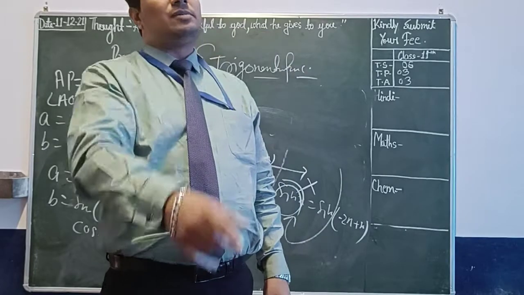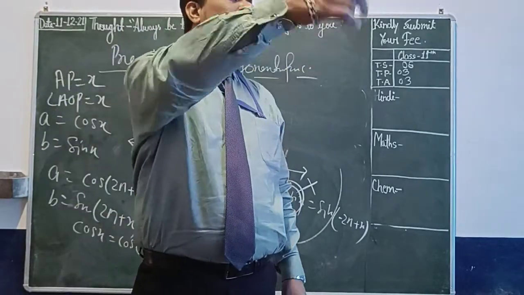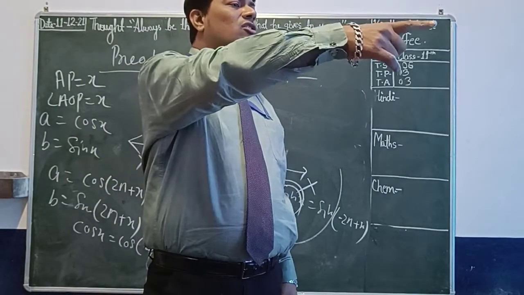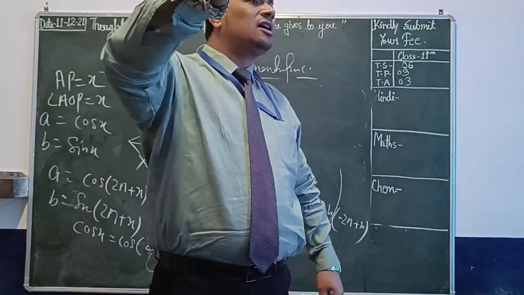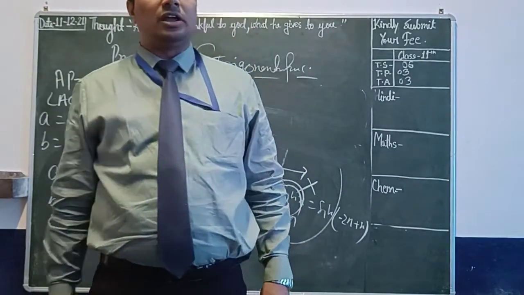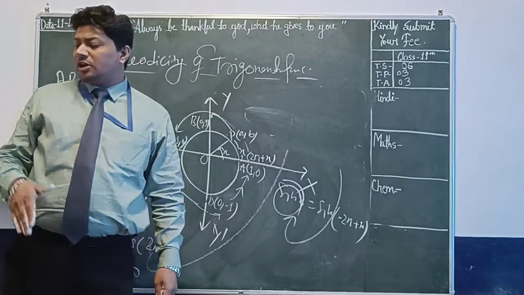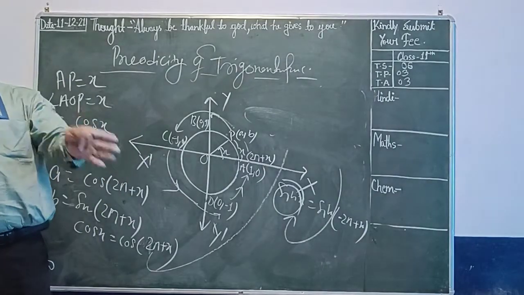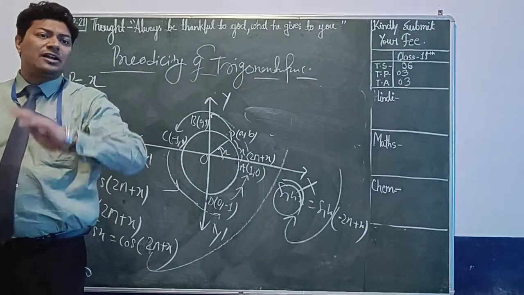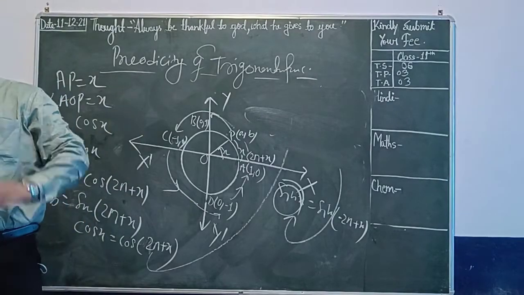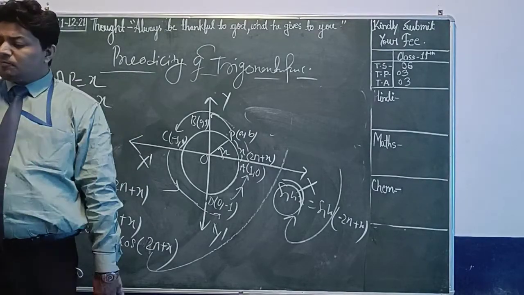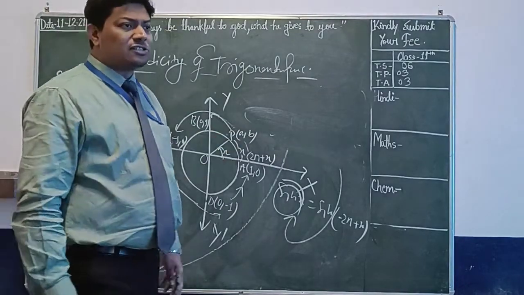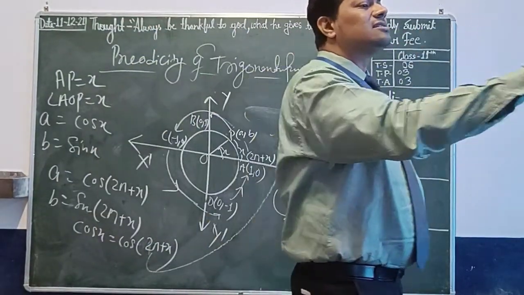So for the reciprocals, cot will be periodic, sec will be periodic, and cosec will be periodic, because the basic functions are periodic. So you can say cot of pi plus x will be periodic, cosec of 2 pi plus x will be periodic at 2 pi, and sec of 2 pi plus x will be periodic. So you can simply write that these are all periodic functions, but there is a change in the periods.